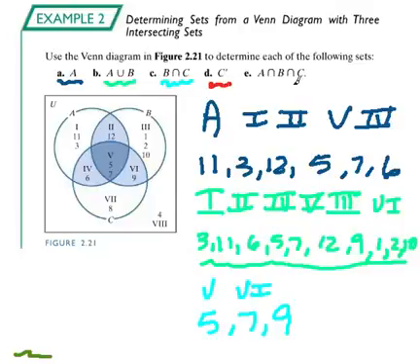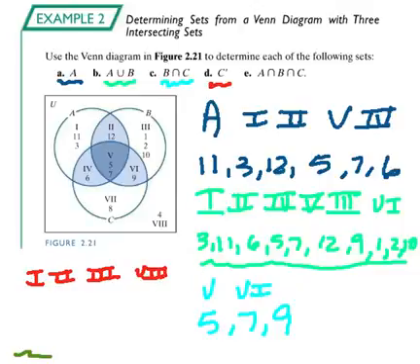Not C. Well, this means every region that's not in C. So here's C right here. That would be what? 1, 2, 3, not in C. And 8. That makes sense? 1, 2, and 3, and 8. And then you can name the elements. I'm pretty sure you know how to do that.